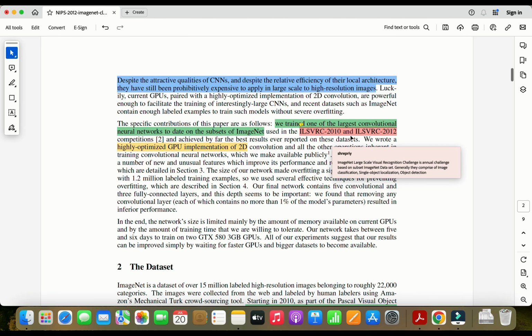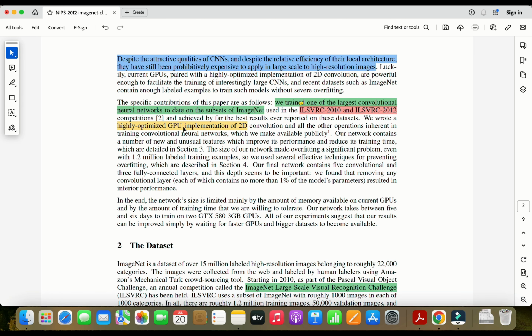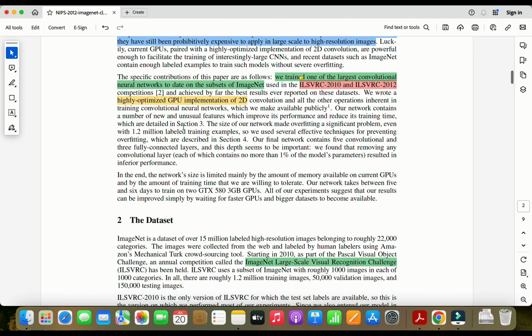It was used on the 2010 and 2012 ImageNet datasets. It also used a highly optimized GPU implementation, so it has very interesting code for GPU parallelization. You can check out the code on GitHub also.